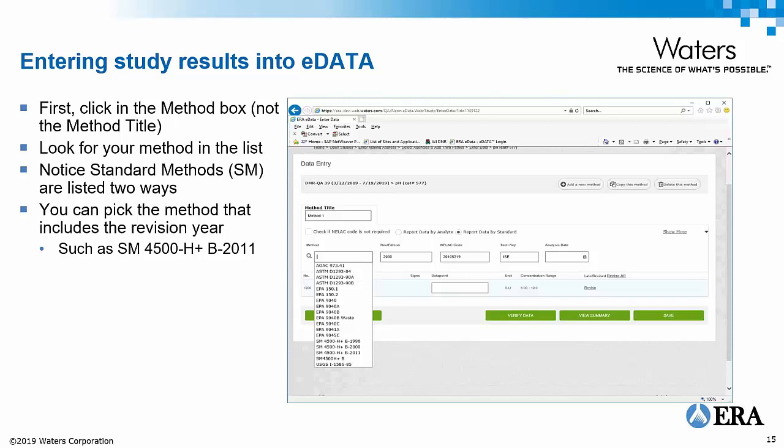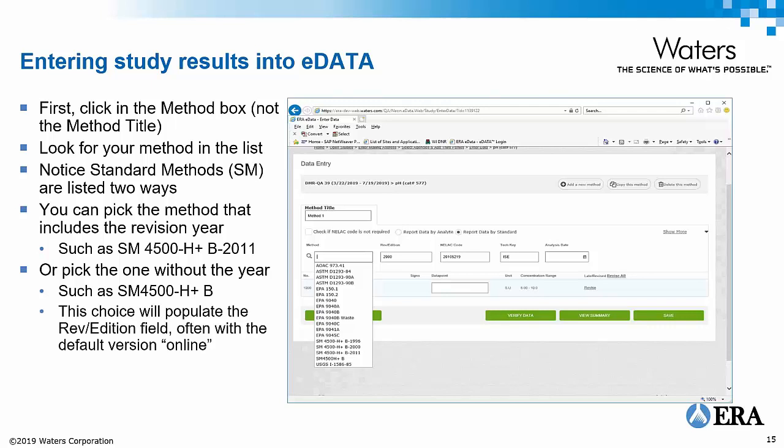If you like that choice, if that's what your state wants for your accreditation, you choose the one that applies to you. Or you can pick the one without the year next to it. These are listed a little further down the list after all the options with the years. You'll see, for instance, simply SM 4500 H+ B. When you choose this selection without the year, it populates the next box, the revision edition box. It'll often default to online. You simply click in this box to then select your edition of standard methods, such as 22nd edition, 21st edition, etc. That way you're getting the method, the edition, exactly as your state wants it to be.